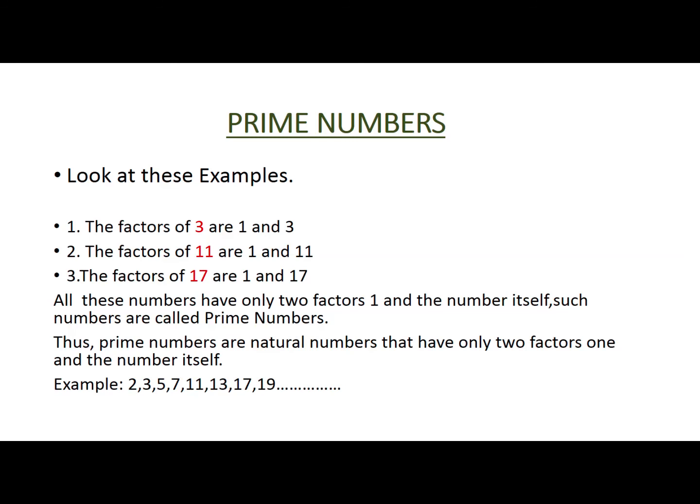Next, the factors of 17 are 1 and 17. It also has two factors, that is 1 and the number itself. So all these numbers have only two factors, 1 and the number itself. Such numbers are called prime numbers. Thus, prime numbers are natural numbers that have only two factors, 1 and the number itself. For example, 2, 3, 5, 7, 11, 13, 17, 19 and so on.